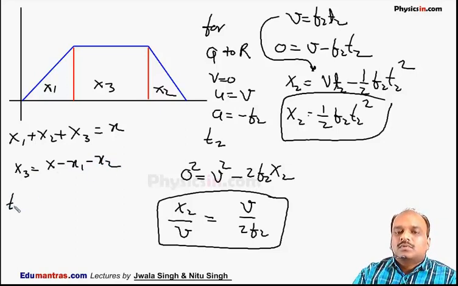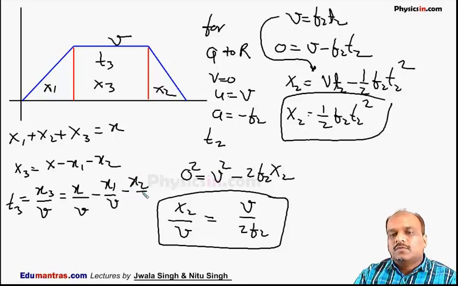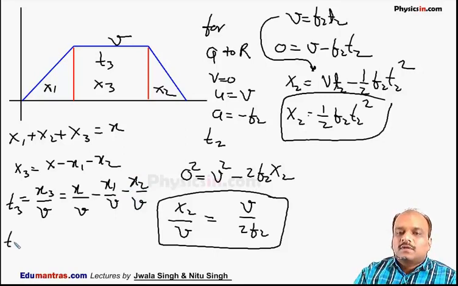Now T3 is the time when the train moves with a constant speed v. So we can say T3 is equal to x3 by v, because the train is moving with a constant speed, which is equal to, I will substitute it here, x by v minus x1 by v minus x2 by v. So T3 comes out to be x by v minus x1 by v minus x2 by v.